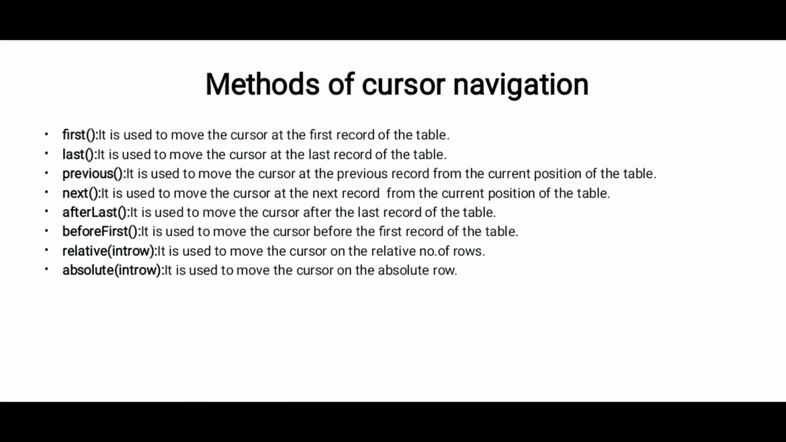Then these are the methods for cursor navigation: first method, last method, previous method, next method, afterLast method, beforeFirst method, relative method, and absolute method. These are the methods which point to the position in the result set when you move your cursor in the table or in the records. At that time this method is used, and after calling one of these methods, you can move your cursor from the bottom to the top, to any position of the data in the table. So these are the different methods for cursor navigation.